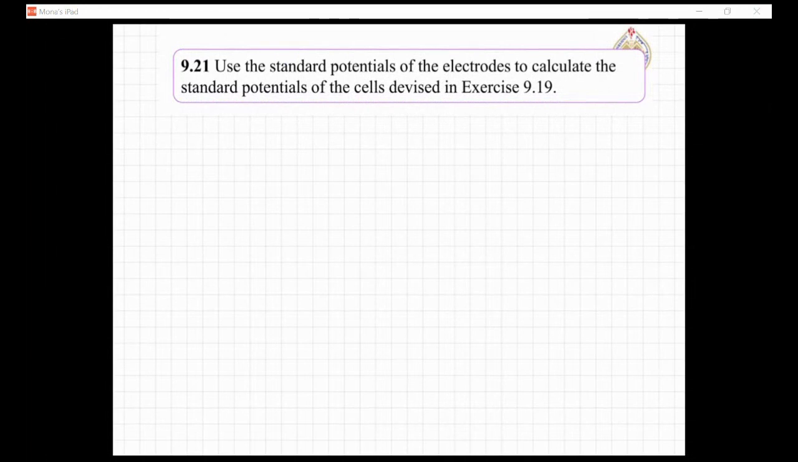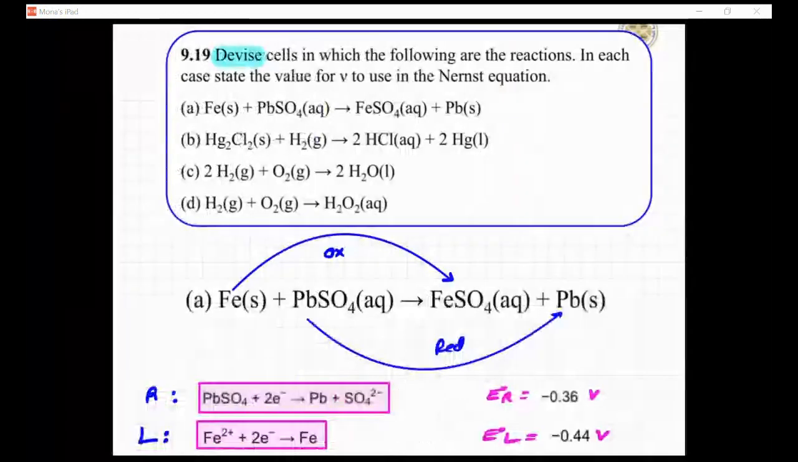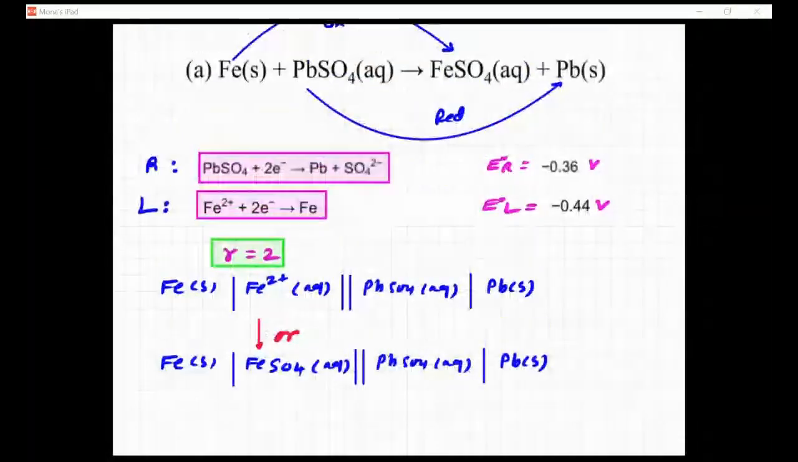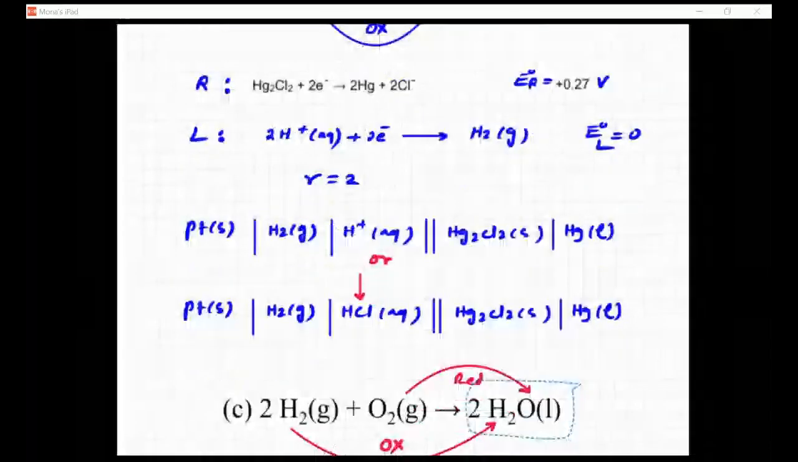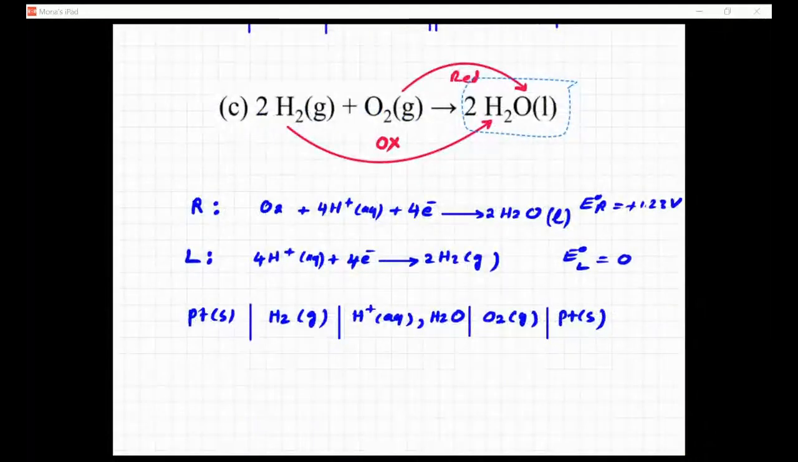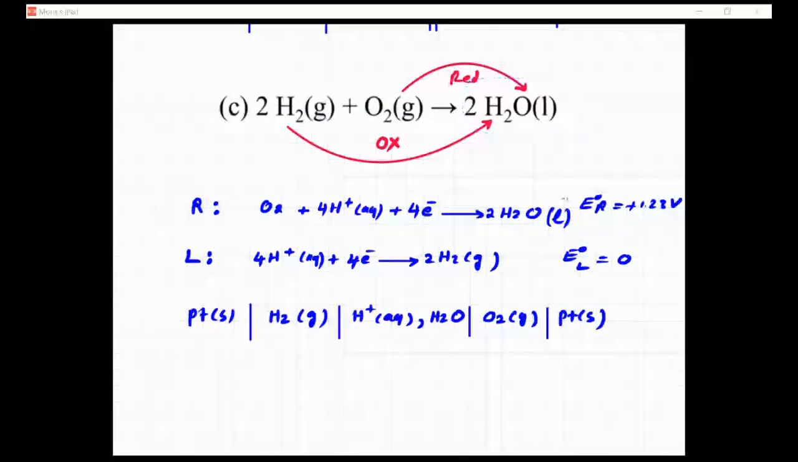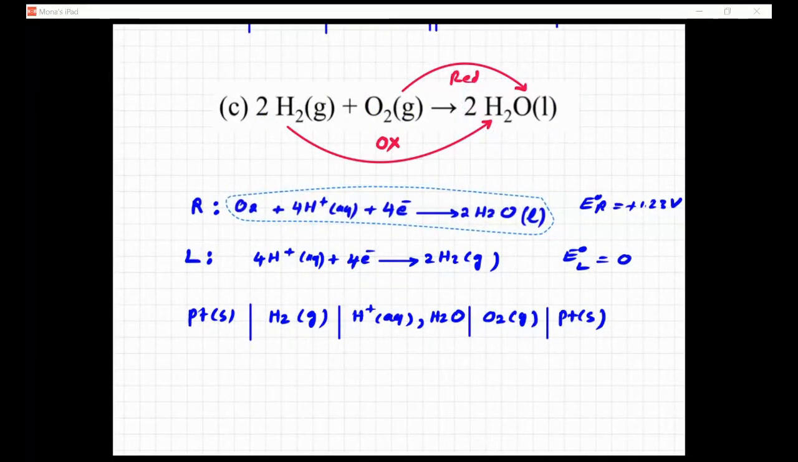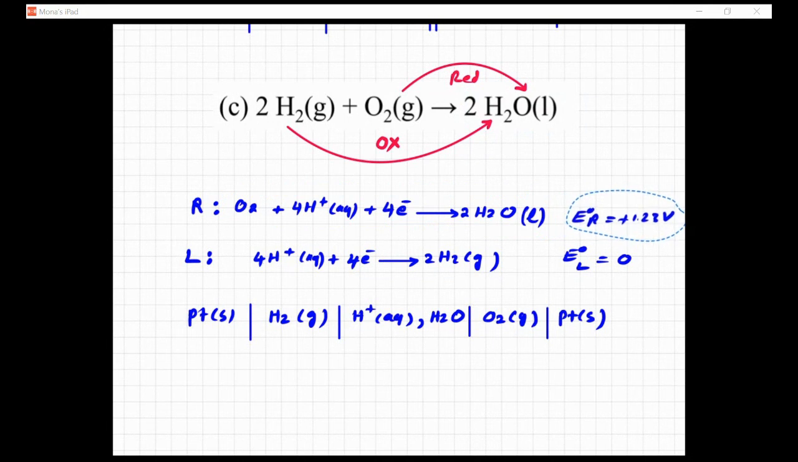Of course, now it says exercise 921: use the standard potentials of the electrodes to calculate the standard potentials of the cells devised in exercise 919. So this is 919, right? Every time I have written standard potentials, I have written the standard potential of the right and of the left. Why? Because as I said, it will save some appreciable time.